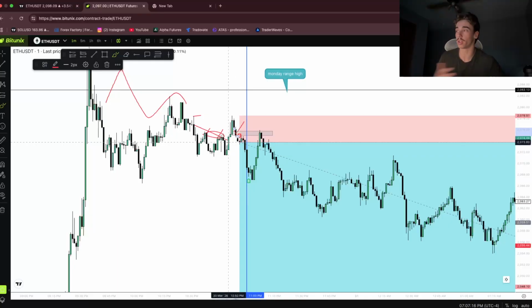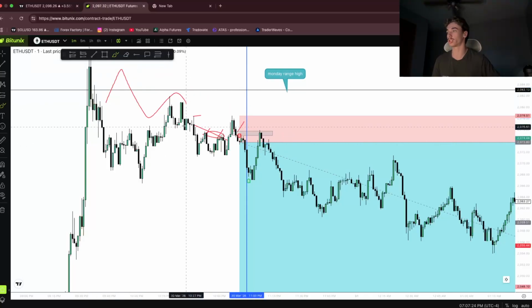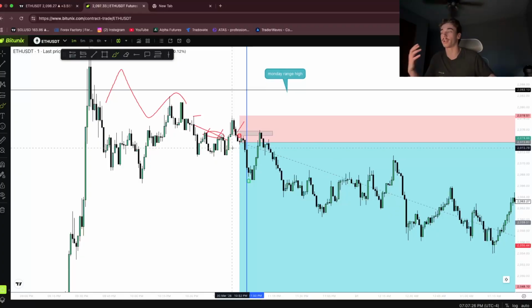That was really all the context or confluence that I need, because at that point, we put in another lower high. So we are making more bearish structure as we are going down. That was all the context or confluence that I needed to enter that trade.